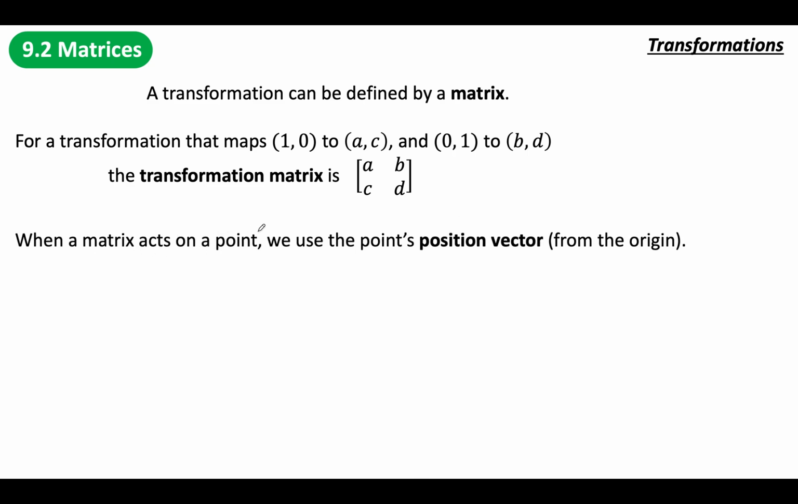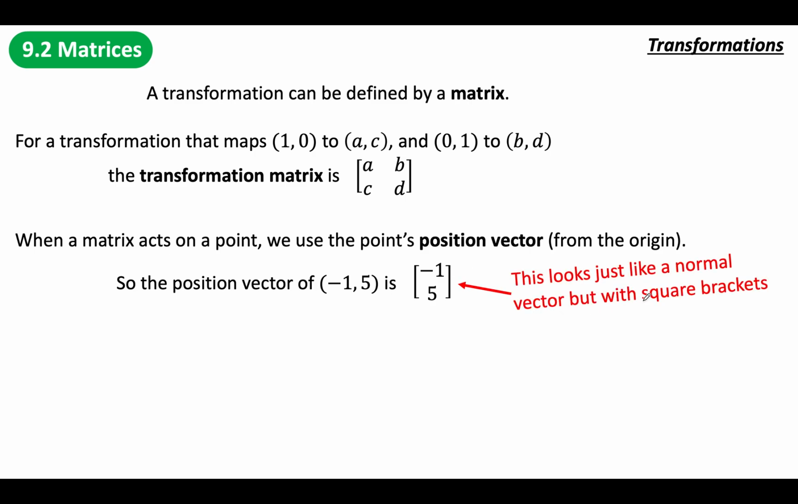Right, when a matrix acts on a point, we use the point's position vector from the origin. So essentially, because it's coming from the origin, that's going to be a coordinate. So the position vector of negative 1, 5 is obviously 1 to the left and 5 up. So it looks like this. Note that this looks just like a normal vector, right? But it has square brackets. Obviously no fraction lines or anything, because it's not a fraction. It's a position vector. And we just write it as a 2x1 matrix.